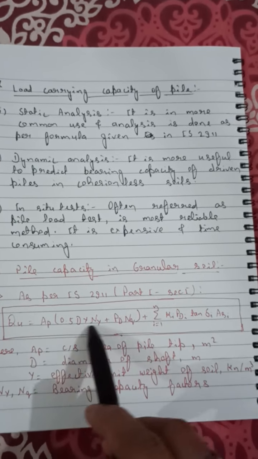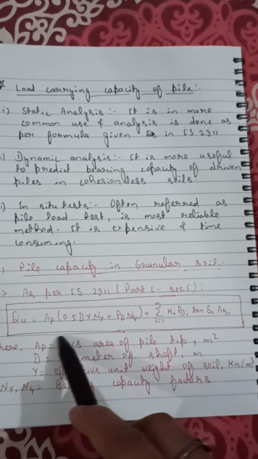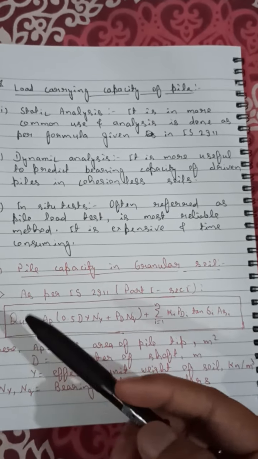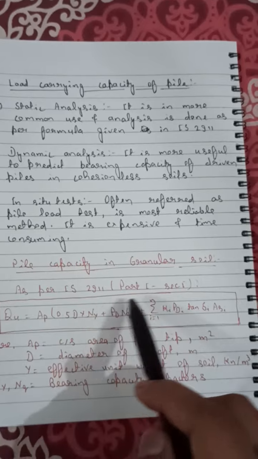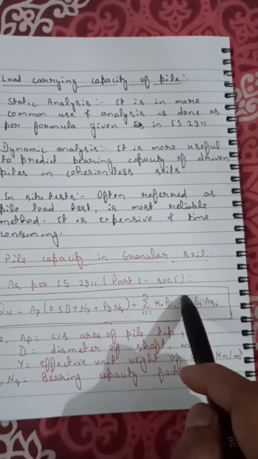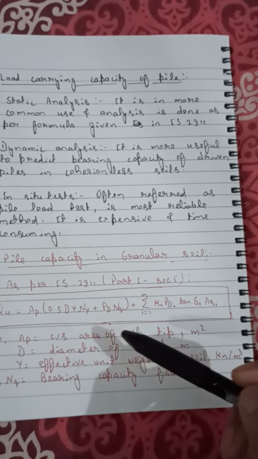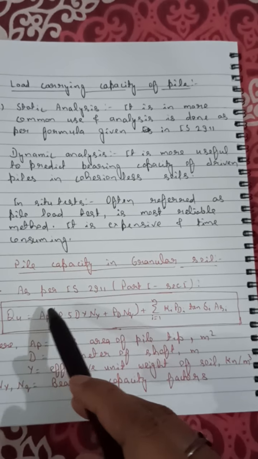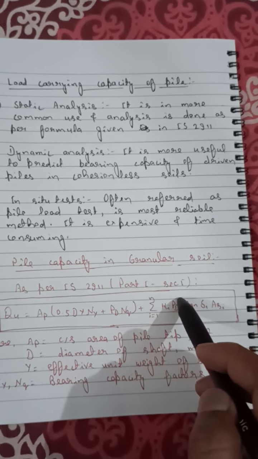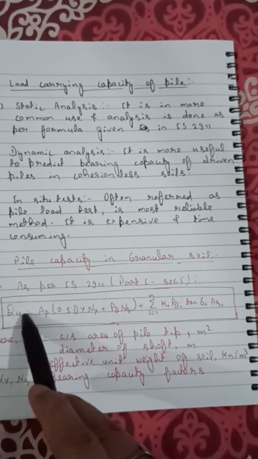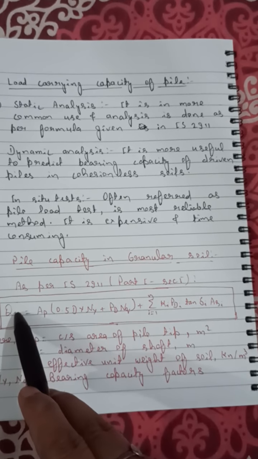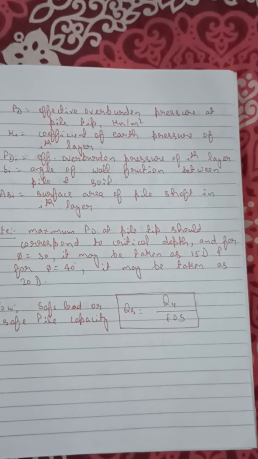As you can see in the formula, the first term gives us the end bearing resistance of the pile, and the second term gives us the skin friction resistance of the pile. When we add the end bearing resistance and skin friction resistance of the pile, we get our ultimate load carrying capacity of the pile, which is QU.